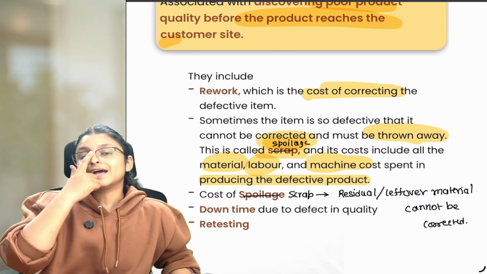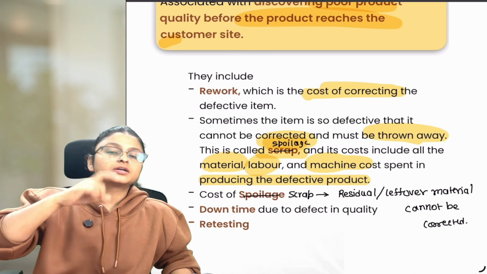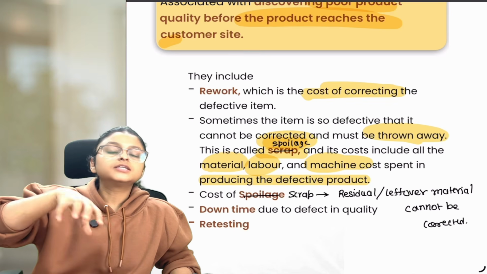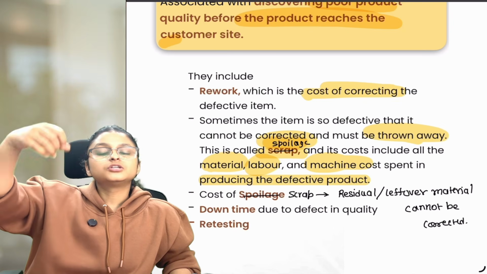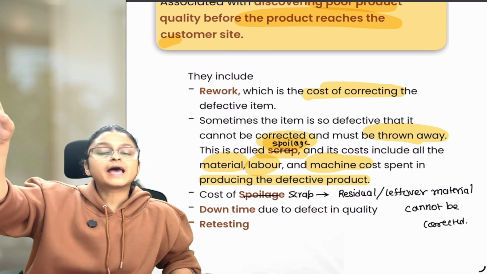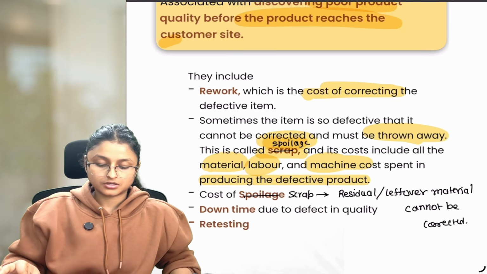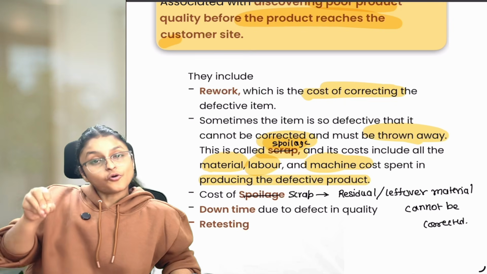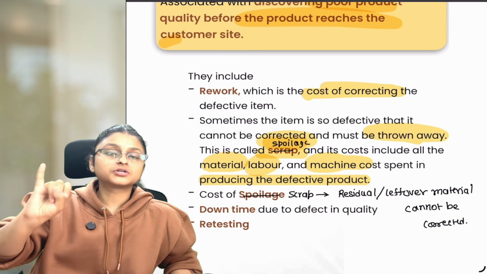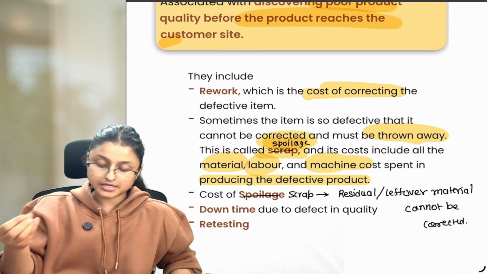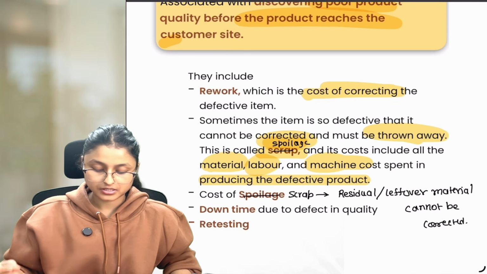Think about it. As this product can't be reworked and can't be corrected, then it needs to be scrapped. It needs to be thrown away. And as you are throwing it out, you are throwing away all the costs which you have incurred in material, labor and machine cost in this product, right?